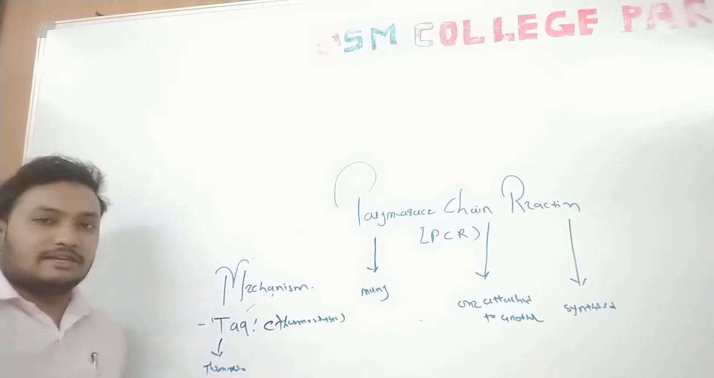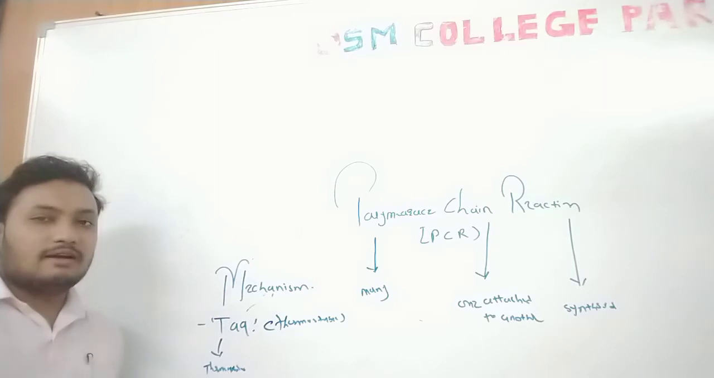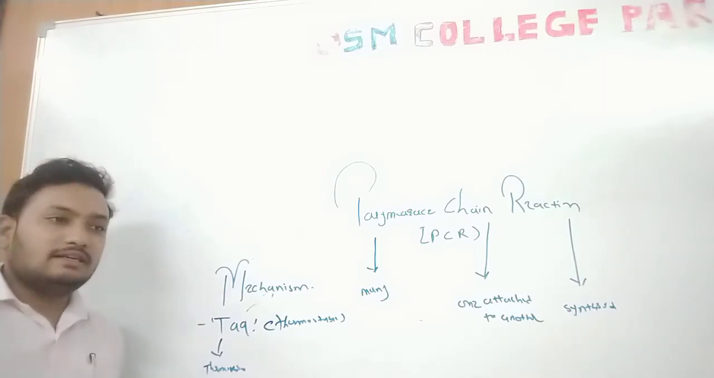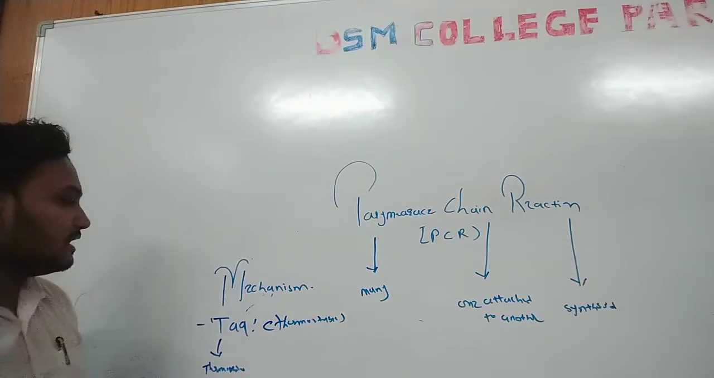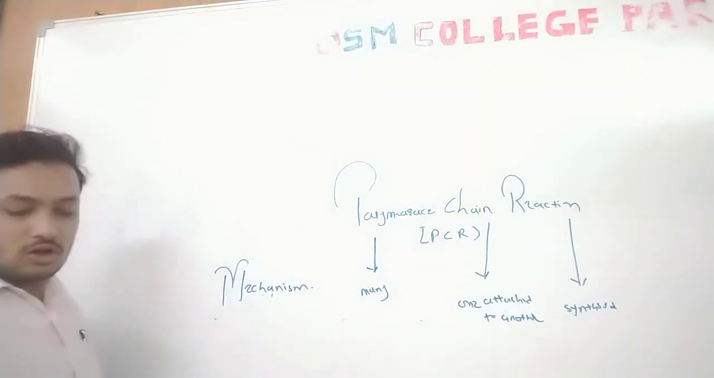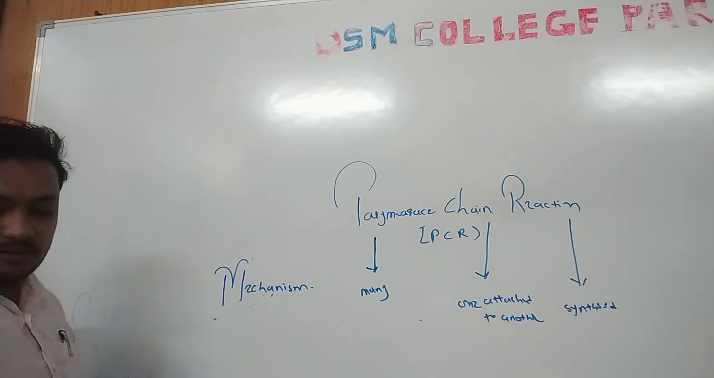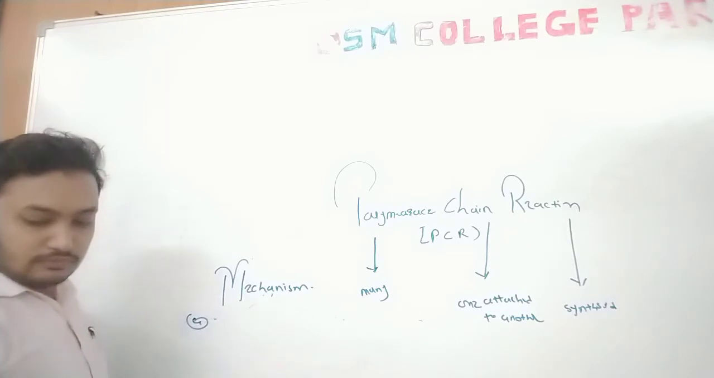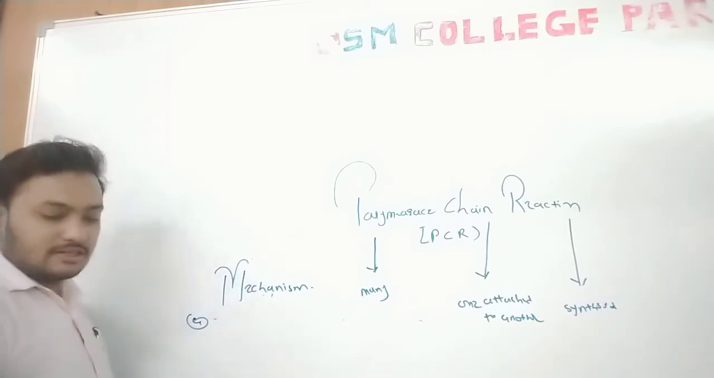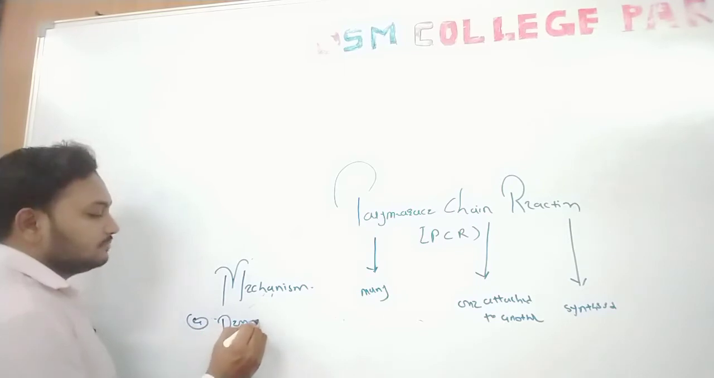at higher temperature. So this is isolated from Thermus aquaticus, and the name suggests Taq polymerase. Here we are discussing the mechanisms. Three types of mechanisms are possible in the polymerase chain reaction. The first is separation of two strands, that is known as denaturation.